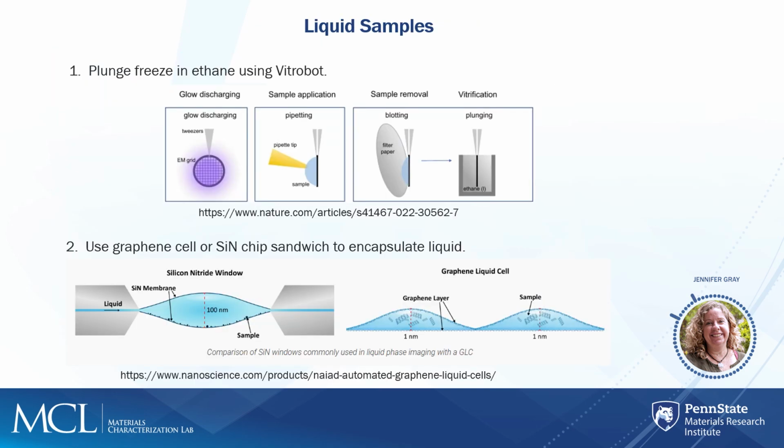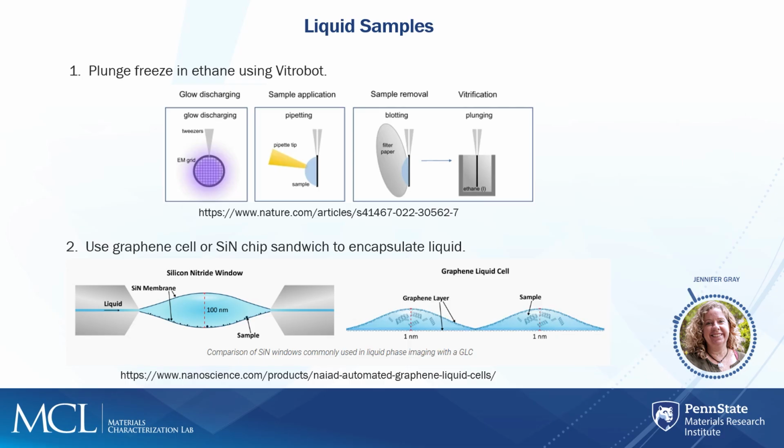So now I want to talk about liquid samples. What if we have a sample in liquid, like maybe nanoparticles suspended in liquid, and we don't want to dry it because maybe that's going to change the properties or cause agglomeration or something like that. So we want to see how it behaves in liquid in the microscope. So the way we're going to do this is we're going to use a Vitrobot to plunge freeze the sample in ethane.